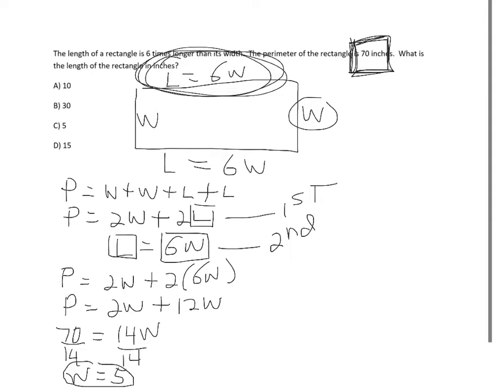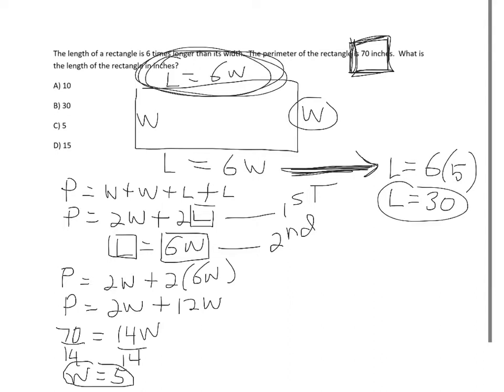Well, how do we find L? Well, we just substitute it to here. Okay, see this here? Substituted. L equals, all right, 6 times W, and we know W, which is 5, so L is 30. And of course, all of these are in inches, all right? So inches and inches.